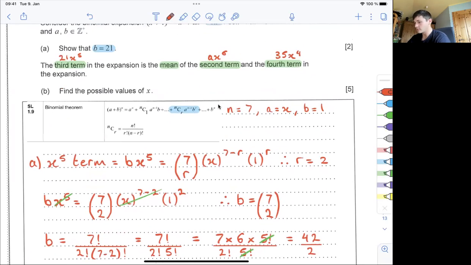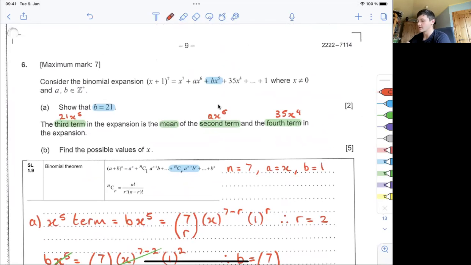All right, so now we know that the second term is 7x to the power of 6, the fourth term is 35x to the power of 4, and the third term is what we were actually told, what B was.